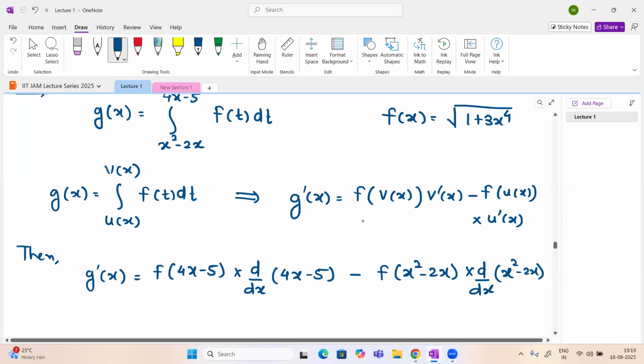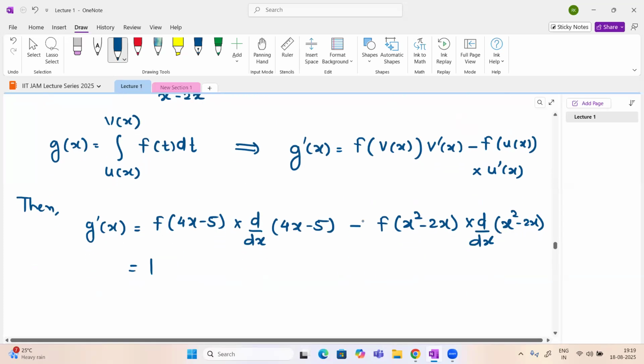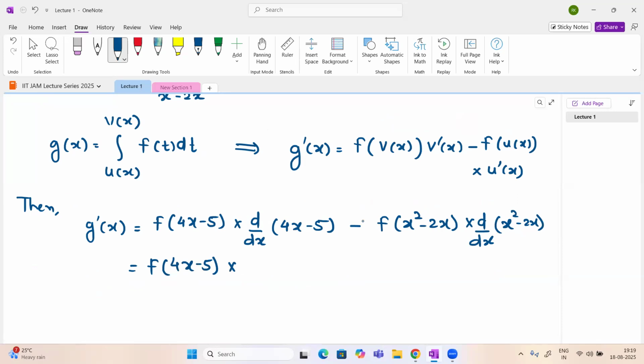So let us simplify it further. So this is equal to f of 4x minus 5 times the derivative of this bracket. Can anyone tell me? 4, right. 4, minus f of x square minus 2x.